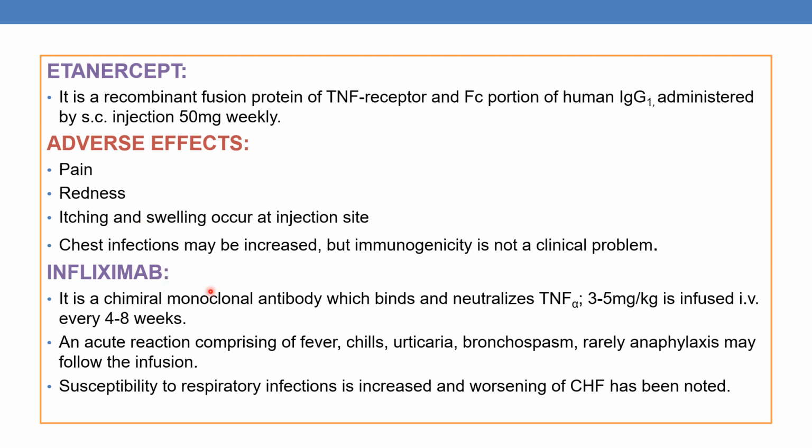The next drug is infliximab. It is a chimeric monoclonal antibody which binds and neutralizes TNF alpha. 3 to 5 mg per kg is infused intravenously every 4 to 8 weeks. An acute reaction comprising fever, chills, urticaria, bronchospasm and rarely anaphylaxis may follow the infusion. Susceptibility to respiratory infections is increased and worsening of congestive heart failure has been noted with infliximab.